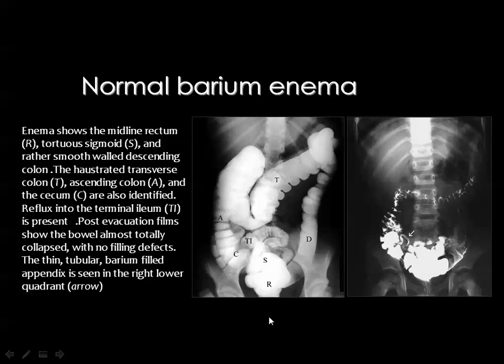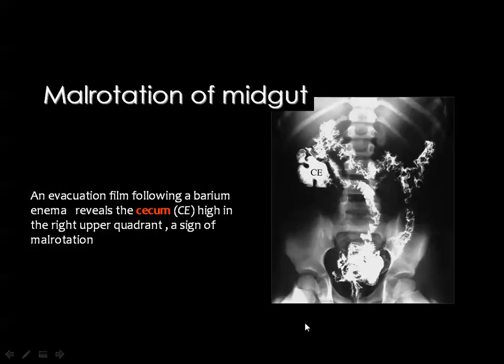In the normal barium enema, we introduce barium through the rectum, and sometimes we introduce air as well, to distend the colon, to see the haustra and to look at the mucosa. This is an evacuation film after injection of barium. We instruct the patient to go to the bathroom to evacuate the colon, and we have another film to see the mucosal pattern, and sometimes you can see the appendix in this film, which is clearly demonstrated here.